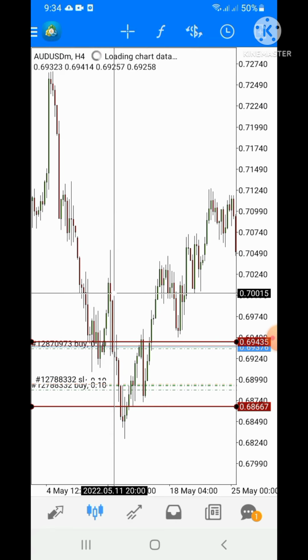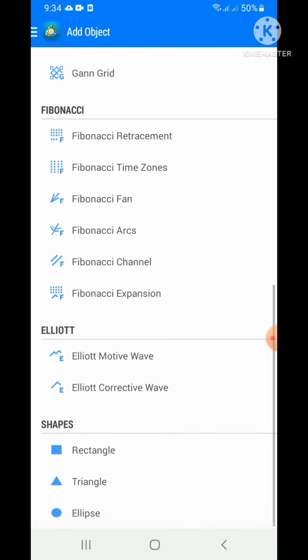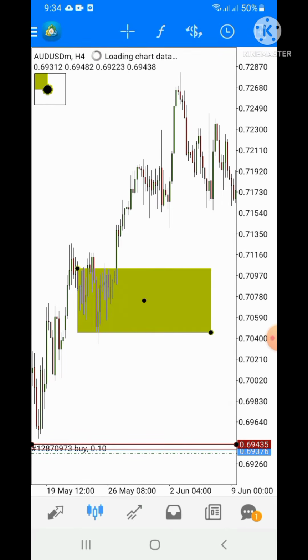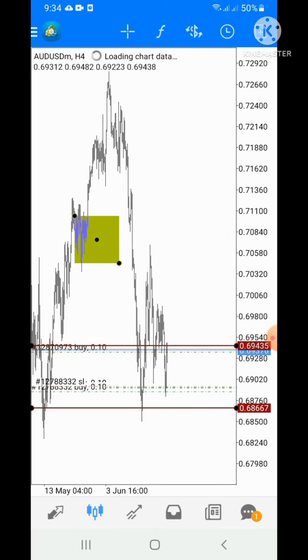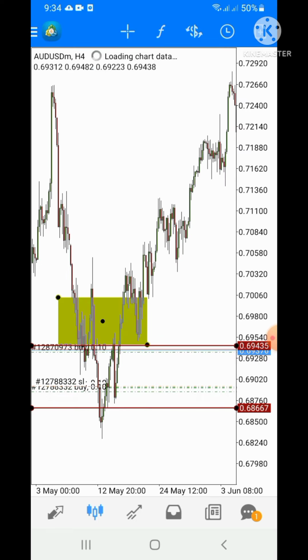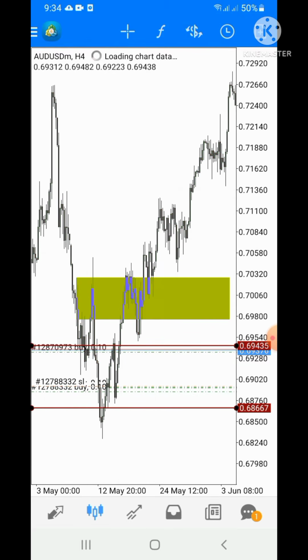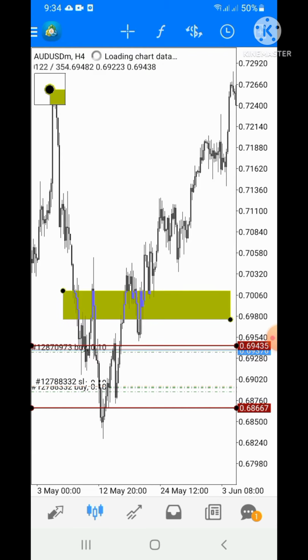Now what happens is when a breaker is broken, we expect two things to happen. Let me first draw my breaker. You look for the last bullish candle, which is this last bullish candle, like that. You can make it as long as you want. Last bullish candle, and make sure you include the top wick only and don't include the bottom wick. Something like that. You can see that.